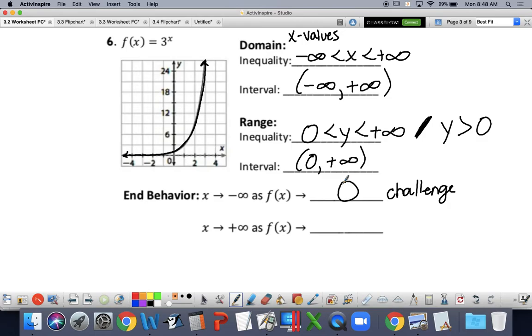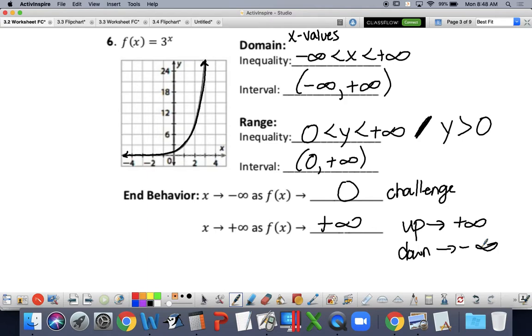Let's look at this other one. As x goes to the right, does my function go up or down? Up implies positive infinity. So if your function goes up, it's positive infinity. If your function's going down, negative infinity. Why can the function never actually get to 0? It approaches. That's what this little arrow means: what does it approach? The function approaches 0, but it never actually gets there.